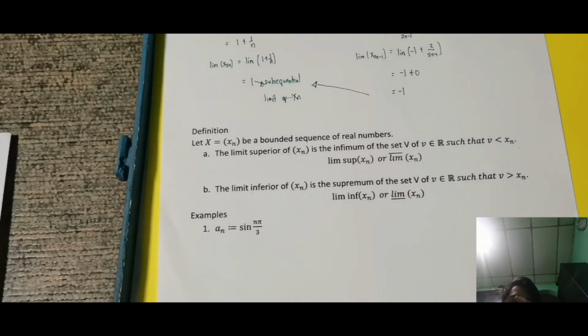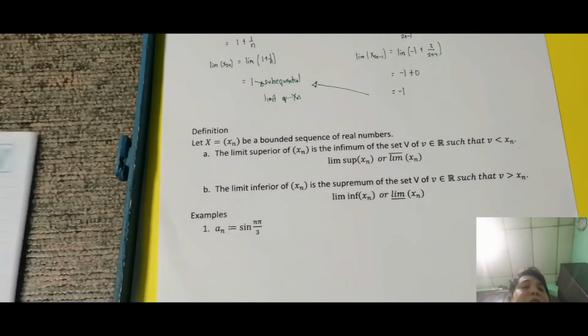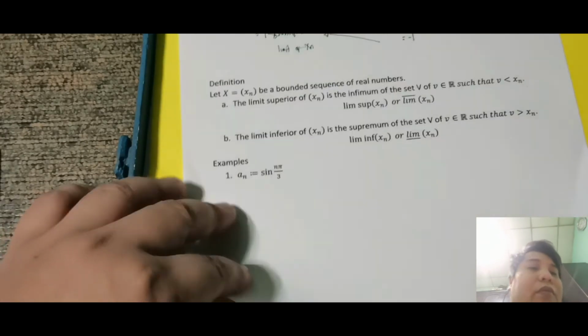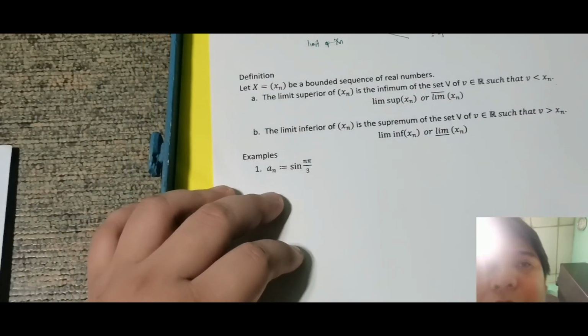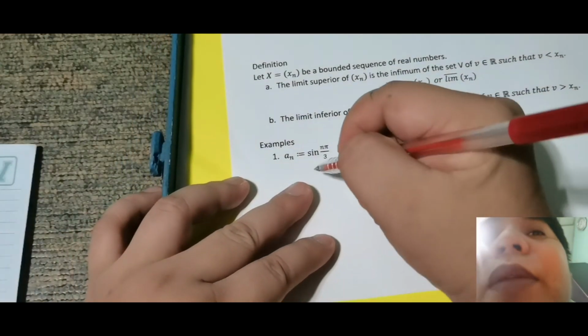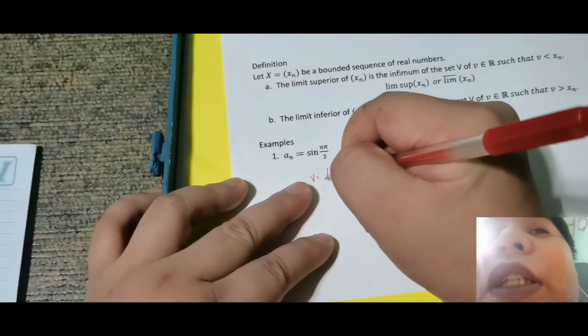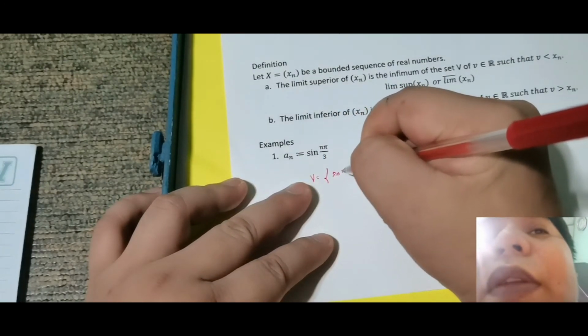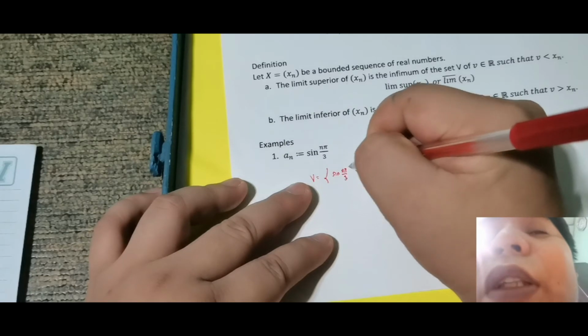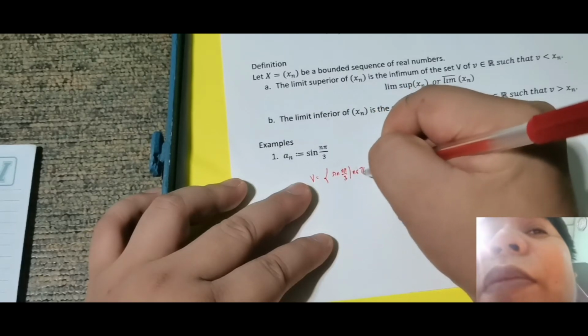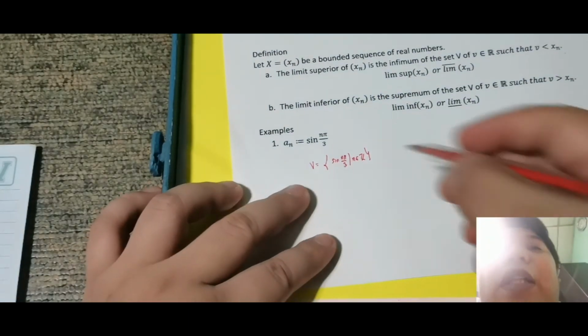So for number 1, a sub n is defined to be sin of n pi over 2. Okay, so what is our set B? Let me also write set B. So our set B here is the set containing sin of n pi over 3 such that n is an element of integers. So what are the elements of this?